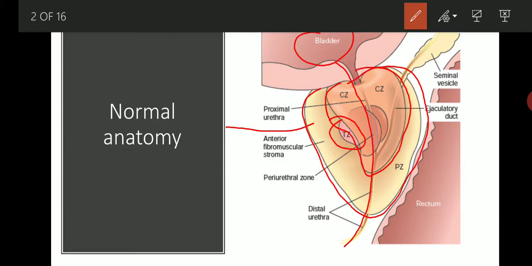Most of the benign diseases like the benign hyperplasia of prostate arise within the central zone and the transition zone. Hence they lead to compression of the urethra and the symptoms related to it. Whereas the carcinomas tend to arise in the peripheral zone. So they do not cause compression in the early part of their disease.